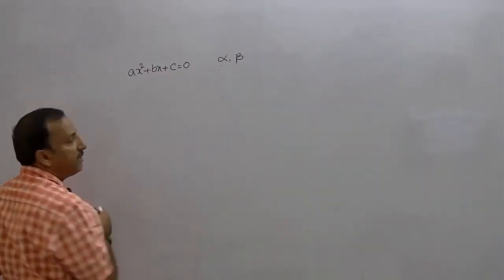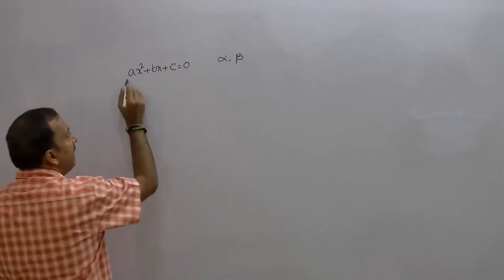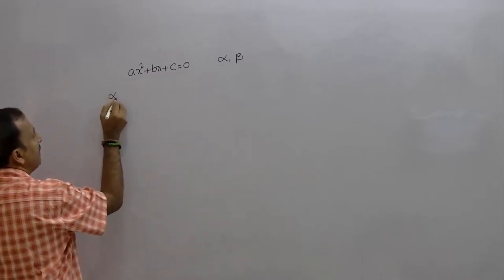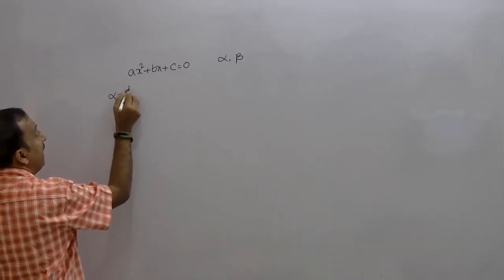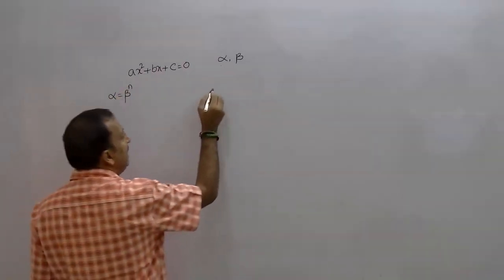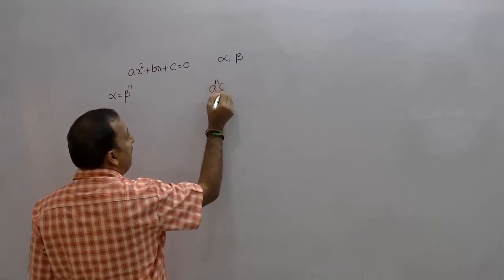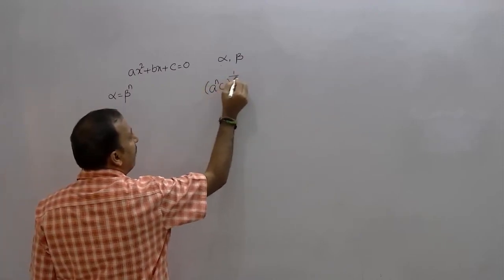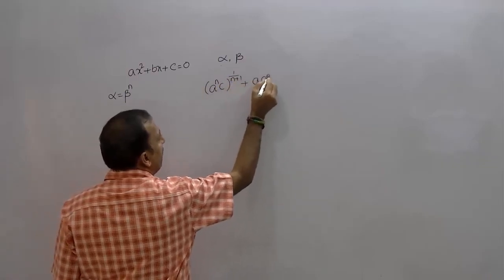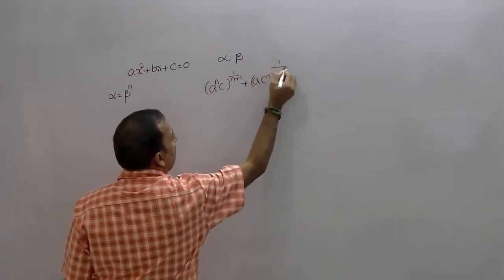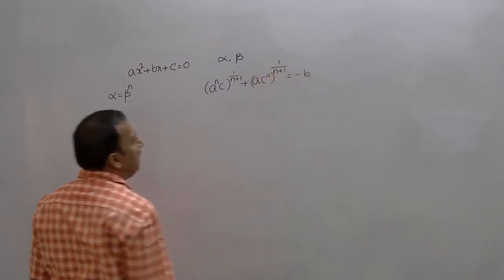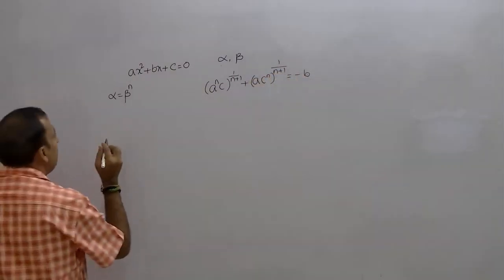Alpha and beta are the roots of the equation ax square plus bx plus c is equal to 0. Then what is the condition that one root is nth power of the other root? The condition is (a^n c)^(1/(n+1)) + (a c^n)^(1/(n+1)) is equal to minus b. Now we will discuss the proof.